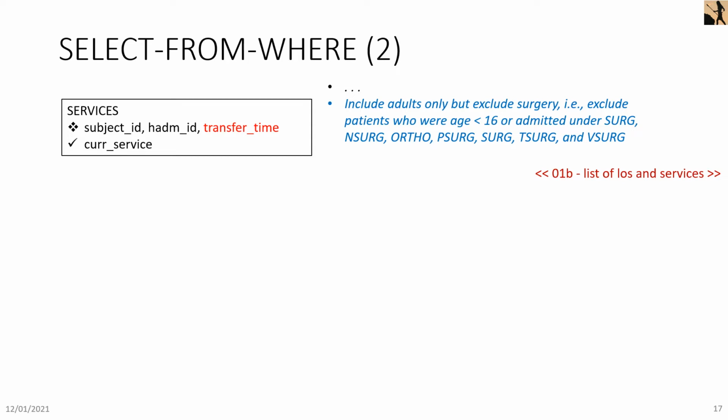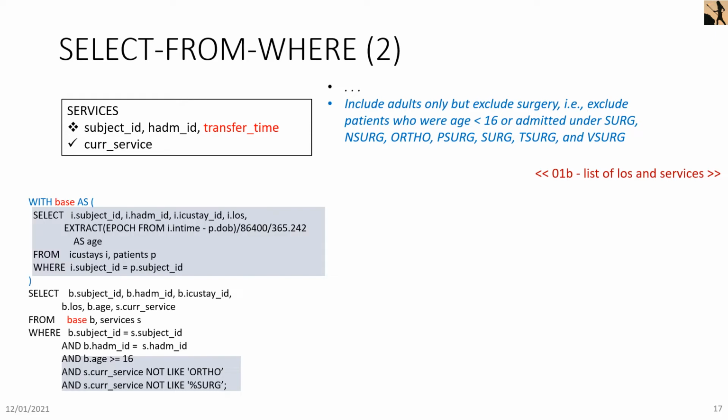So we would try to put in some more restrictions, or be more selective. We would like to include adults only, but exclude the surgeries. So the patient should be aged larger than 16 and should not be admitted under all these surgery kinds of codes. So the query is like this, where base as, then select.